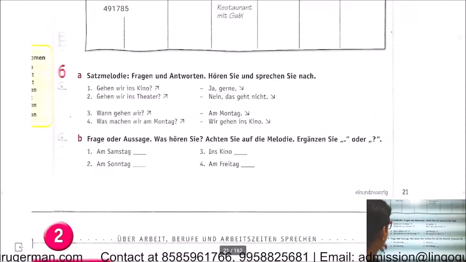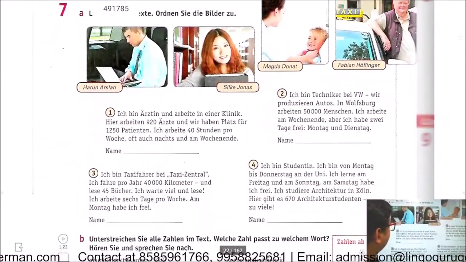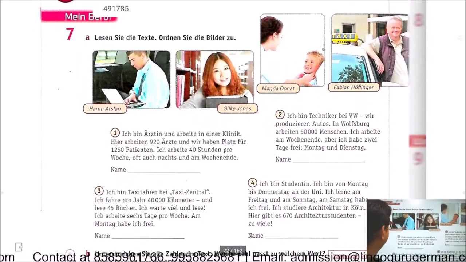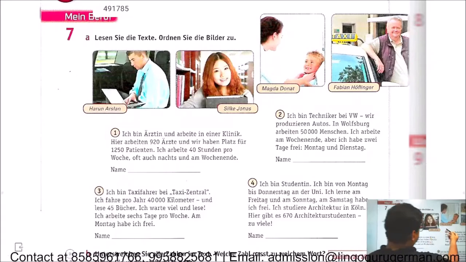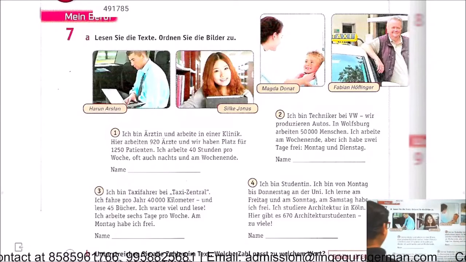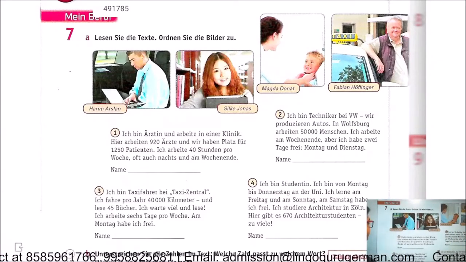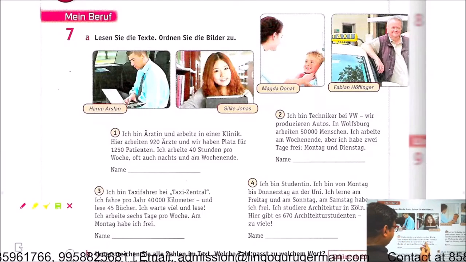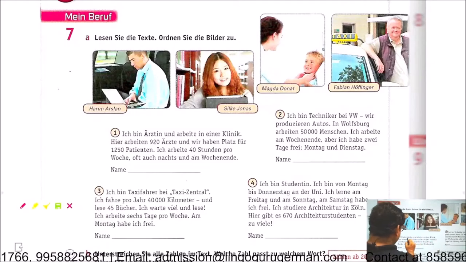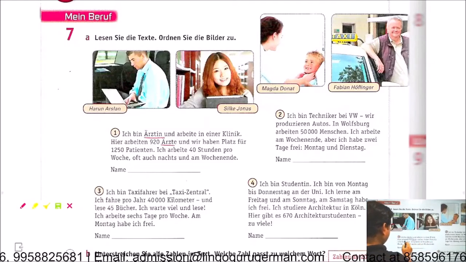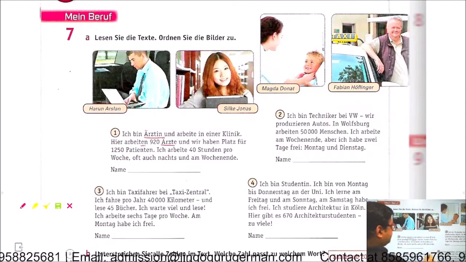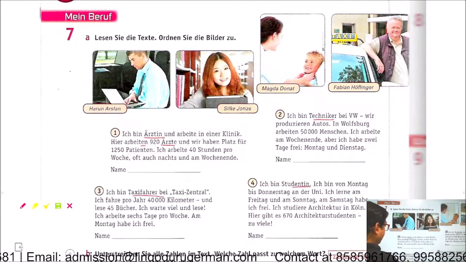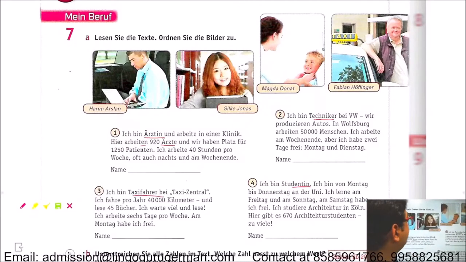Okay. Now this exercise, we have four texts. Pay attention to the verbs. We have Harun Arslan, Zilka Jonas, Magda Donat, Fabian Hirflinger. What is expected out of you to work in this sentence? We have to pay attention to the new words, whatever we get. We get to know the professions. Erster, Arbeiten, Techniker, Studentin, Taxifahrer. That's what we need to know in this text.